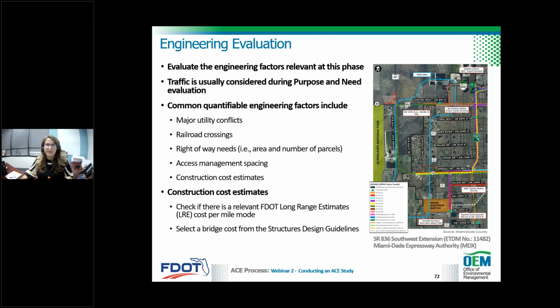The engineering evaluation should consider factors that have the potential to impact the project design as well as cost. Typical factors are shown here, and basically you want to capture anything that would significantly affect the project, add complexity, like major utility conflicts or railroad crossings. Cost estimates should be done as well, and they can be based on long-range estimates and typical cost per square foot models for complex bridges.